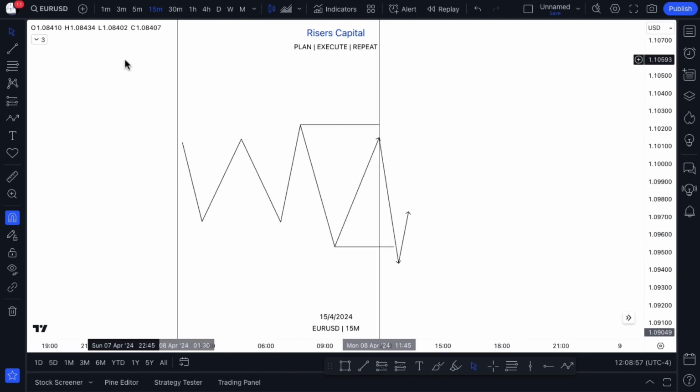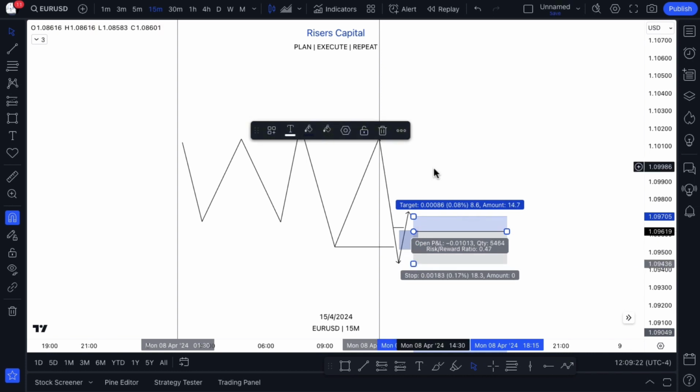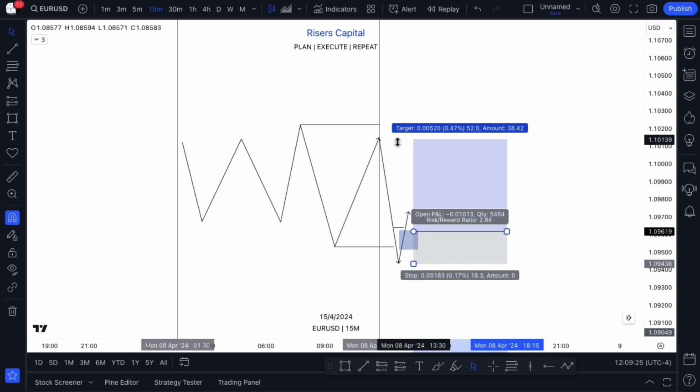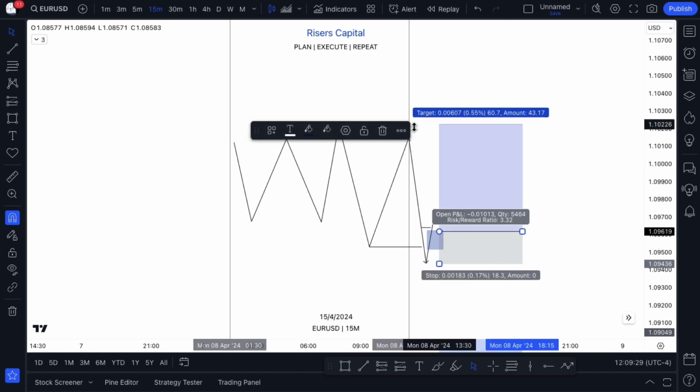A displacement move up with a market structure shift. So go to your 5-minute time frame or your 3-minute time frame and wait for a market structure shift, and then wait for a PD array to enter off of. In this video, I'm going to be entering off of a fair value gap. So a displacement with a fair value gap, and then entry at the fair value gap, stop loss at the low, and then take profit at the Asian session high, so over here.